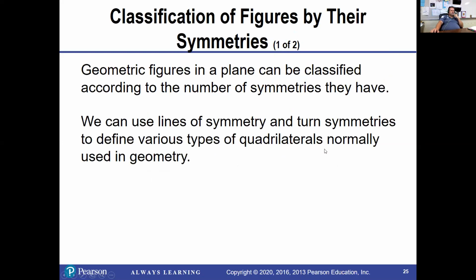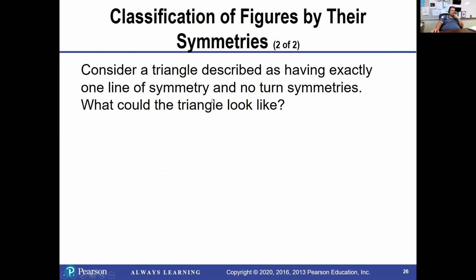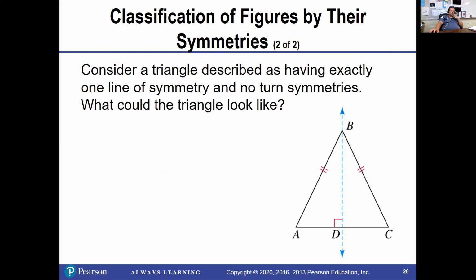Geometric figures in a plane can be classified according to the number of symmetries. Now, we're not going to do a whole lot on this. We can use line symmetry and turn symmetries to consider a triangle described as having exactly 1 line of symmetry and no turn symmetries. What could it look like? Well, it looks something like this. Has 1 line of symmetry, so it's isosceles. And no turn symmetries. In other words, you cannot turn to a certain degree except for 360. Something that has a turn of 360 has no turn because 360 gets you back to your beginning.